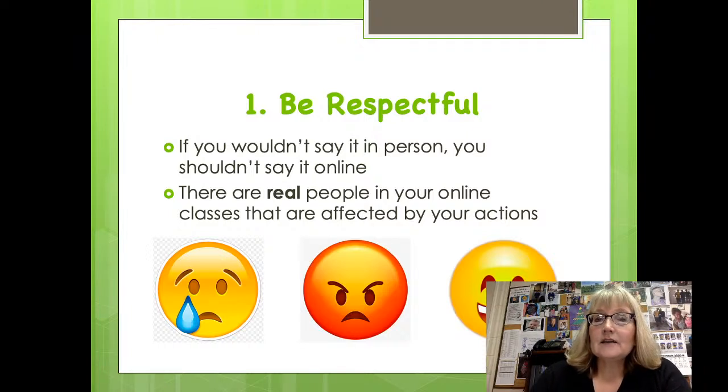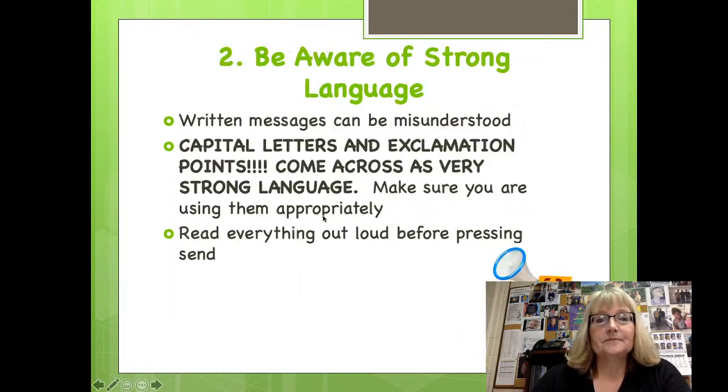If you wouldn't say it in person, you shouldn't say it online. These are real people in your online classes, and they're affected by your actions. Now we're going to break out into some chat rooms sometimes when we're Zooming, okay? I want you to have good discussions, and I want you to disagree with each other and make each other think, but we do it in a respectful way. When I have a discussion with someone and I really disagree with them, I may not agree with the thing that they say, but I can still be respectful. And that's what I want you guys to make sure you are.